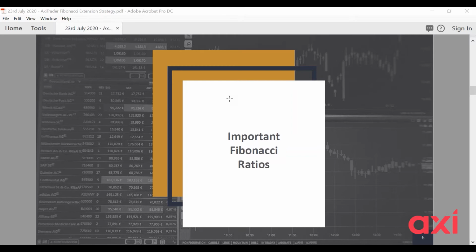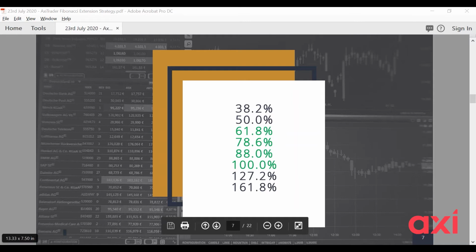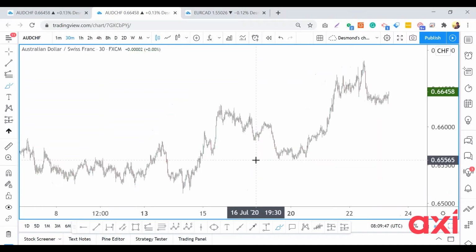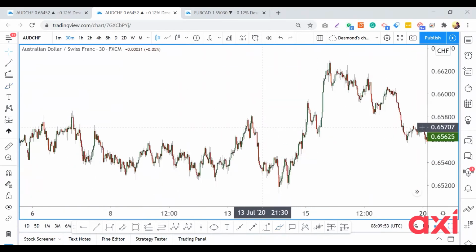Now, let me share with you what I think the important Fibonacci ratios are. These are the important Fibonacci ratios, the ones in the middle. That's not to say that the 38, 50, 127, and 161.8 are not effective. You'll notice I don't have 138, 150, or 261.8. The reason why I don't like extensions that are too far away has a little bit to do with market structure. Let me just give you a quick understanding of that. Why I don't like Fibonacci extensions that are too far away.